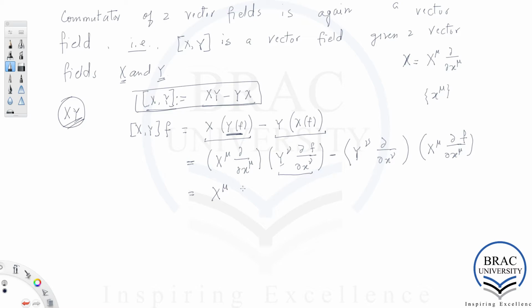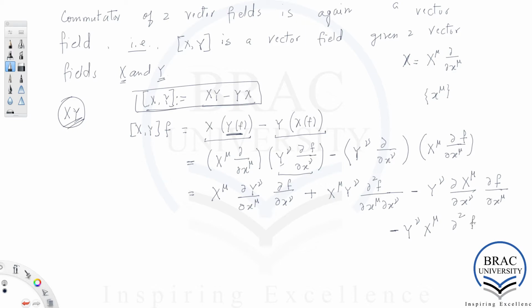So this is going to be x mu del y nu by del x mu, and then I have this function del f by del x nu, following which I have x mu and then y nu, and then del square f by del x mu del x nu, and then I have here y nu del x mu by del x nu, del f by del x mu, and then I have a minus sign here, y nu x mu, big X mu of course, del square f by del x nu del x mu.